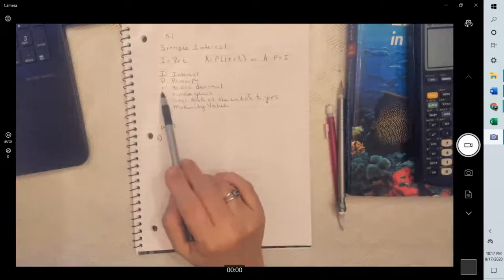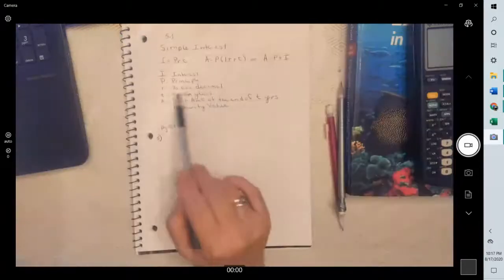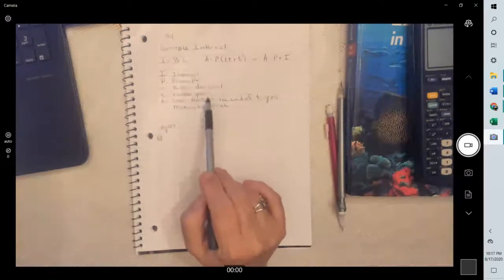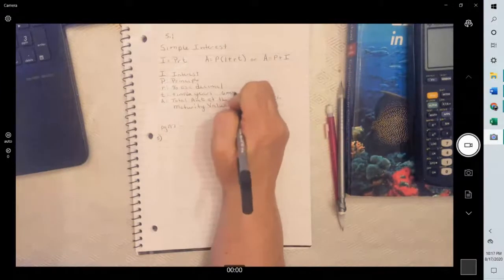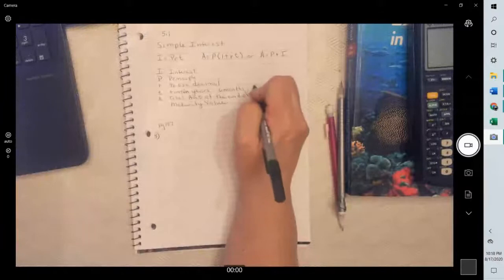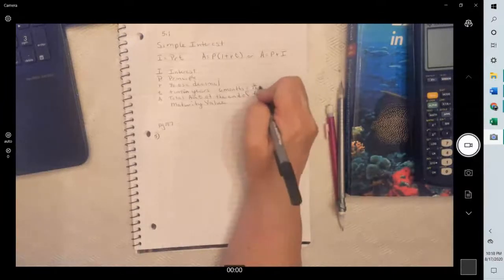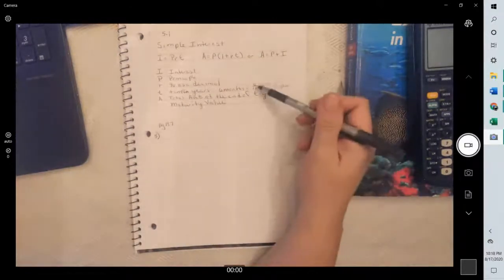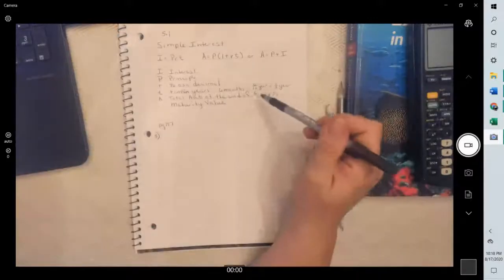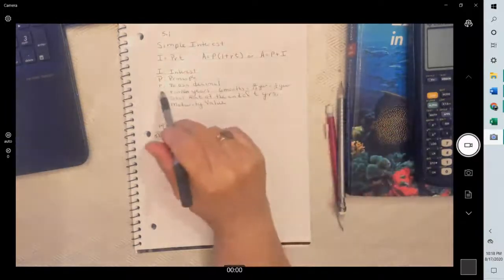P is the principal or starting amount. R is the percent written as a decimal. T is time in years. If you're thinking of 6 months, you have to rewrite that in years. It would be 6/12 of a year, or 1/2 of a year, dividing top and bottom by 6. Since there's 12 months in a year, it would be 6/12. So T is time in years.